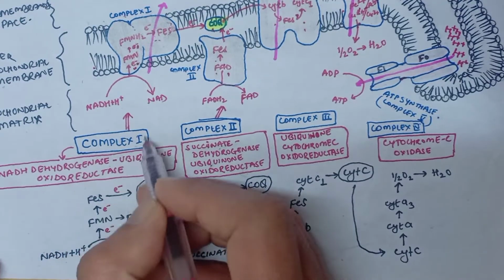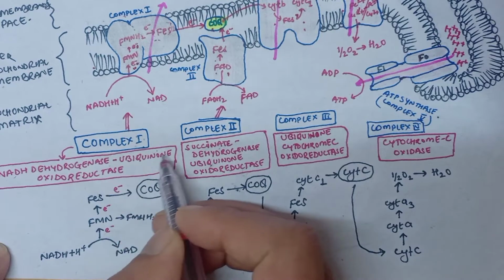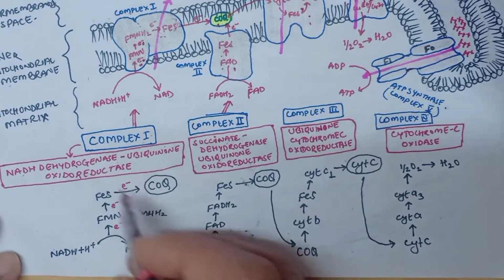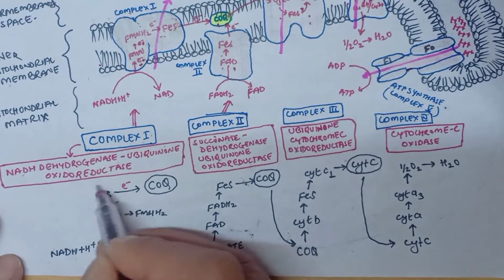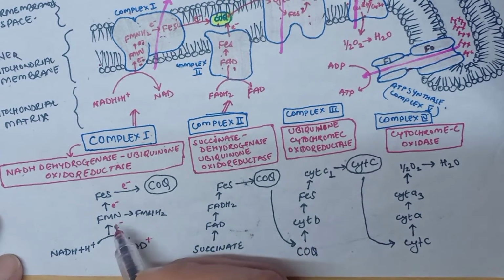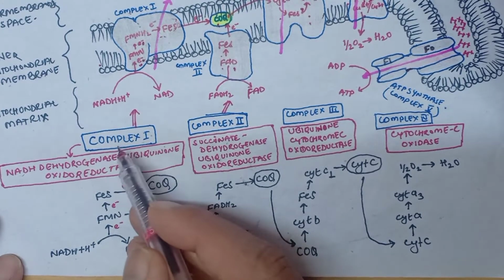So complex 1 is also known as NADH dehydrogenase ubiquinone oxidoreductase. So complex 1 has FMN and iron sulfur protein. And now we'll talk about the sequence of transfer of electron in complex 1.